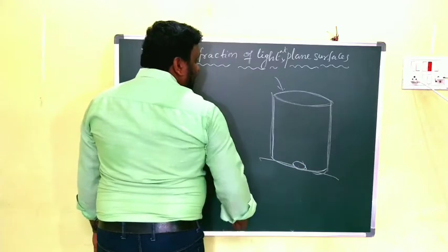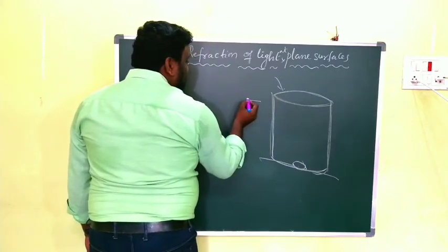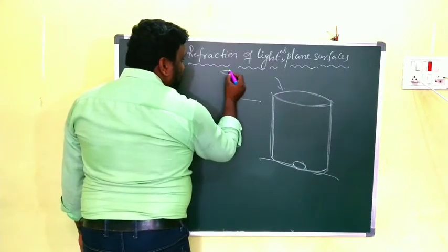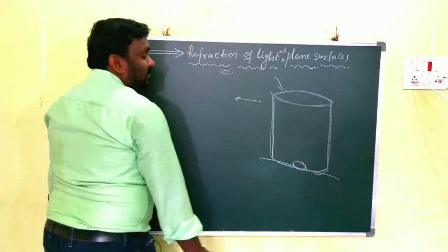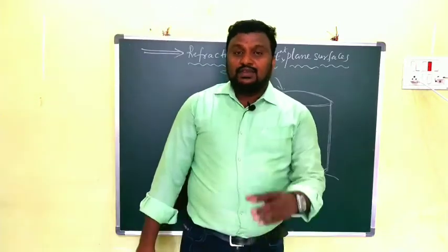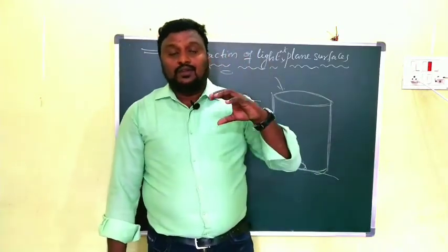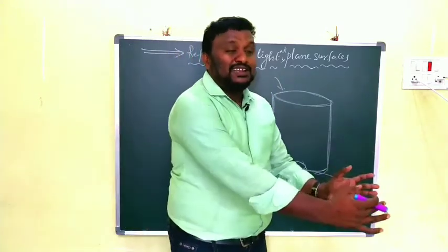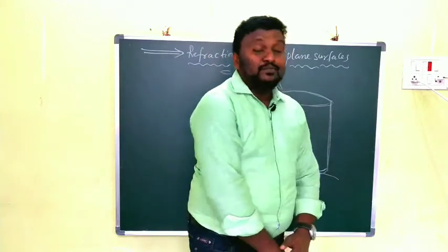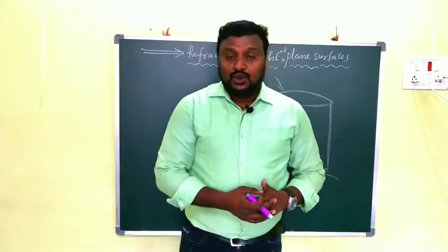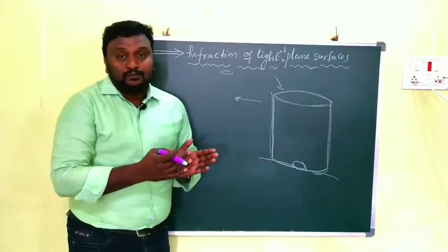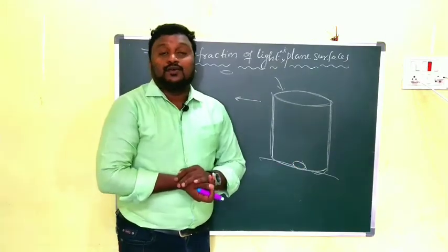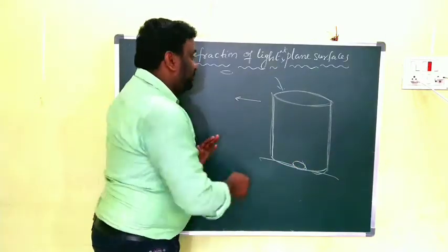After that you have to move some distance from the table, up to where it is not possible to see the coin. The coin is at the bottom of the glass beaker, kept on your table. Initially when you are close to the beaker you must be able to see the coin. Slowly you have to move away from the beaker up to where you cannot view the coin. Just stop there.